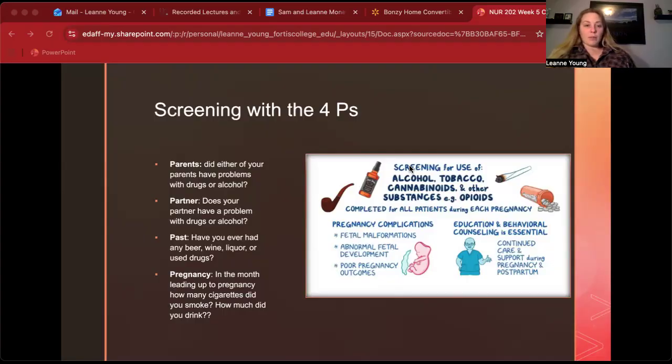And in the month leading up to the pregnancy, how many cigarettes did you smoke? How much did you drink? So this gives us a good idea of the patient's social habits in general, and can also screen for the risk of substance abuse during pregnancy.